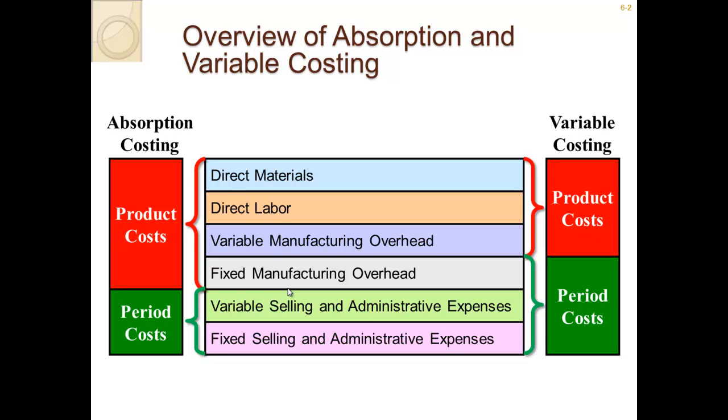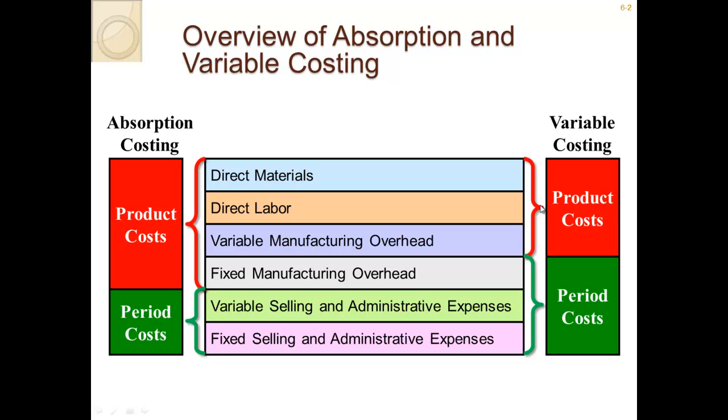So the way this works is absorption costing, which we see externally, includes all costs related to the product in the product cost: direct materials, direct labor, variable manufacturing overhead, and fixed manufacturing overhead. So the only period costs are variable selling expenses and fixed selling expenses. Period costs are related to selling and admin in absorption costing, and product costs are any cost, including fixed manufacturing overhead.